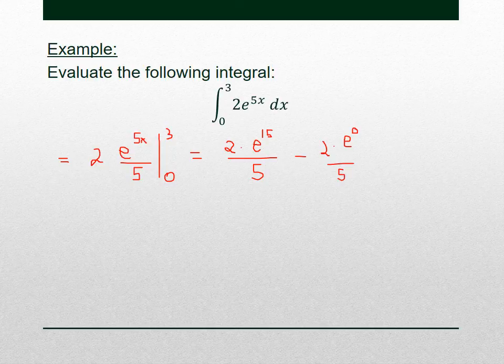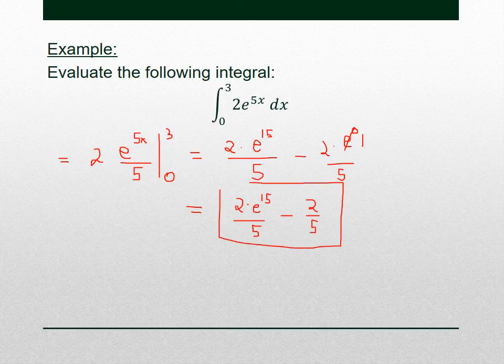And e to the 0, right? e is just some number, so any number to the 0 is just 1. So we can rewrite this as 2 times e to the 15 over 5 minus 2/5. And that is a perfectly acceptable answer. Right, so we took the antiderivative, we plugged in the top guy, and then subtract whatever we get when we plug in the bottom guy. And that's our answer.